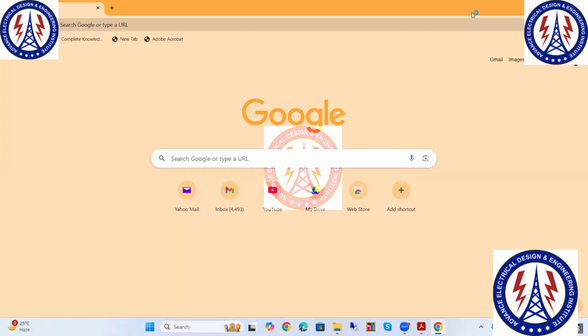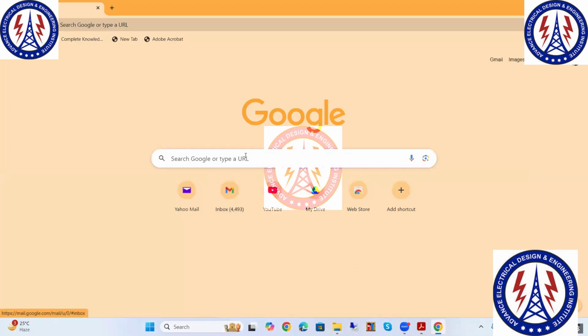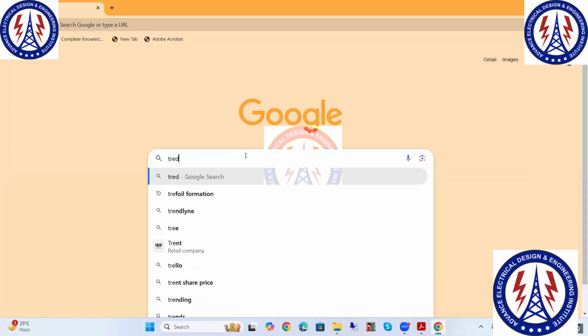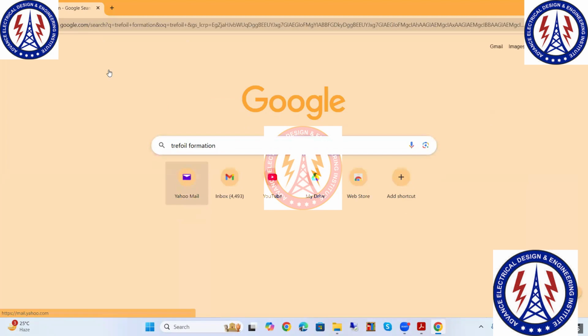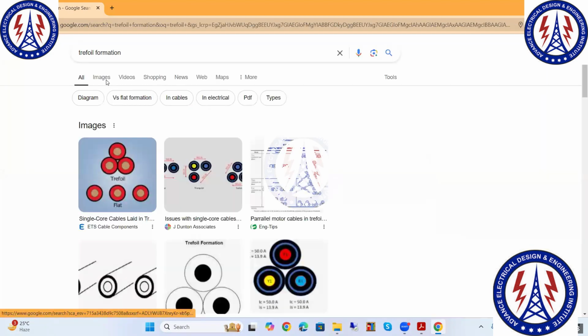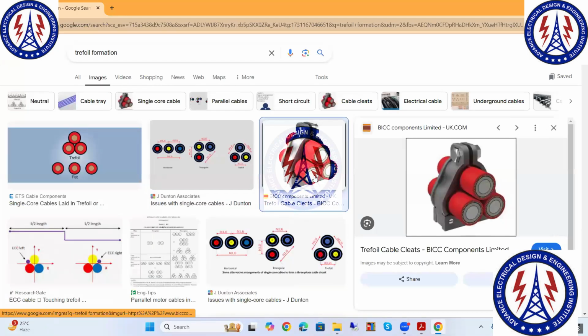Trefoil, you understand? Whenever we are laying the single core cable, we should make a trefoil. So trefoil is like this. It's a trefoil formation which you can see right now. The cables are basically laid in a triangular formation. This is called a trefoil. Okay, clear? It's for the new students only, because all people are new.